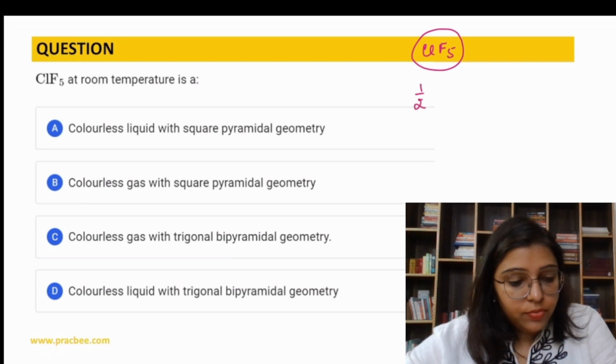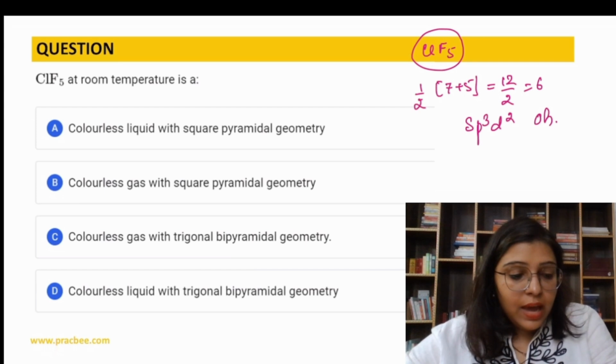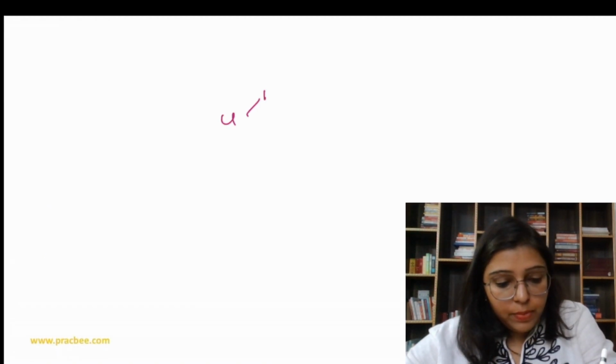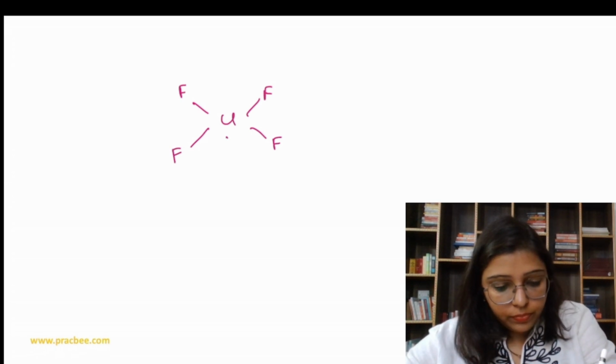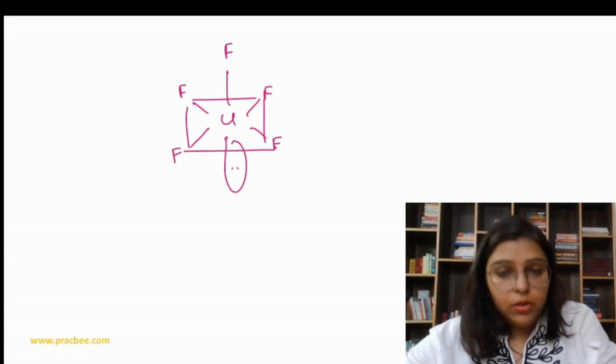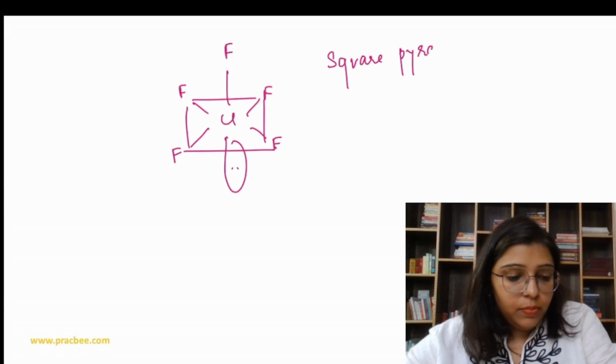Steric number is half of 7 plus 5, that is 12 by 2, which is equal to 6. So it is sp3d2, octahedral, having 5 bond pairs plus 1 lone pair. So 5 bond pairs and 1 lone pair means it is square pyramidal geometry, and 1 position is going to be the lone pair, right? So it is confirmed this is square pyramidal geometry.